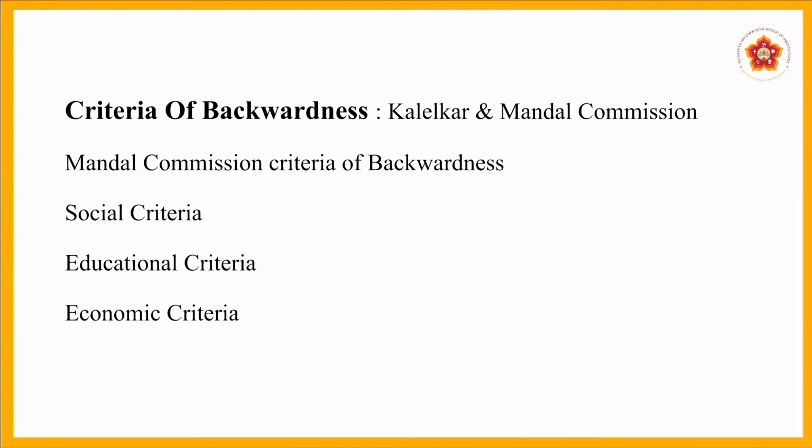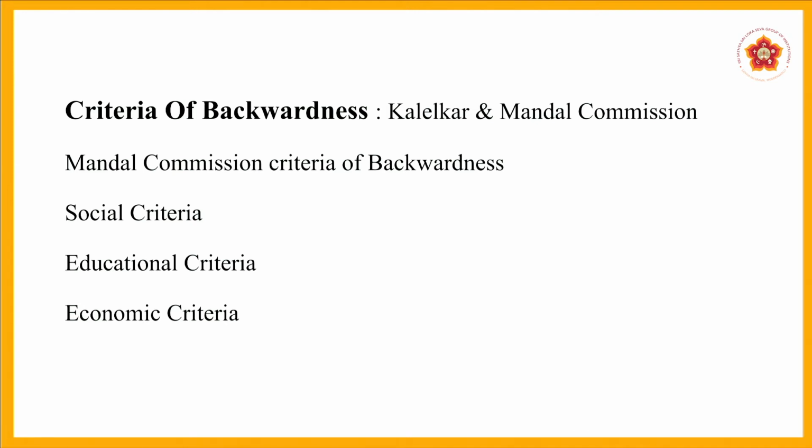Educational criteria was also there. As you remember, you can go through those points: educationally also they should be backward, and there should be many dropouts from primary years to 15 years of age. They should not be having education, and there should be many dropouts also. So, just check for those percentages to understand this concept well.